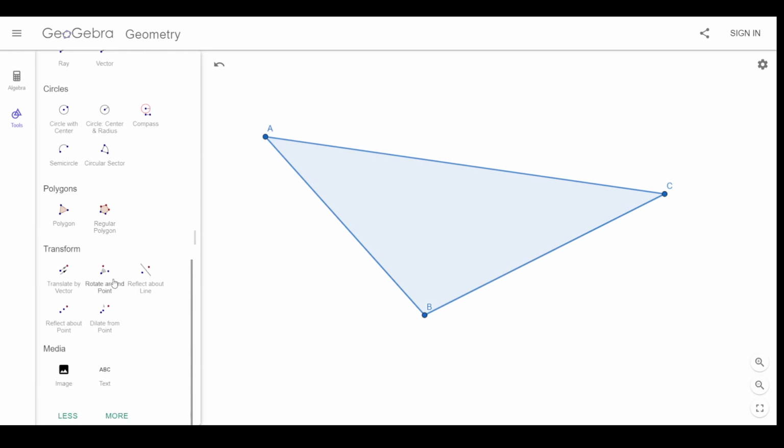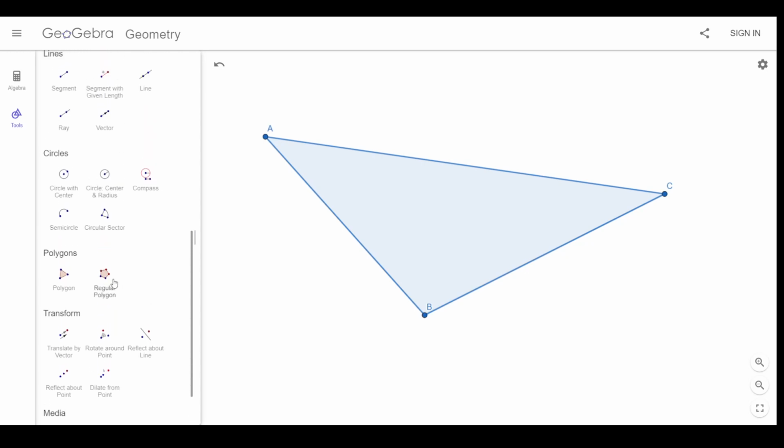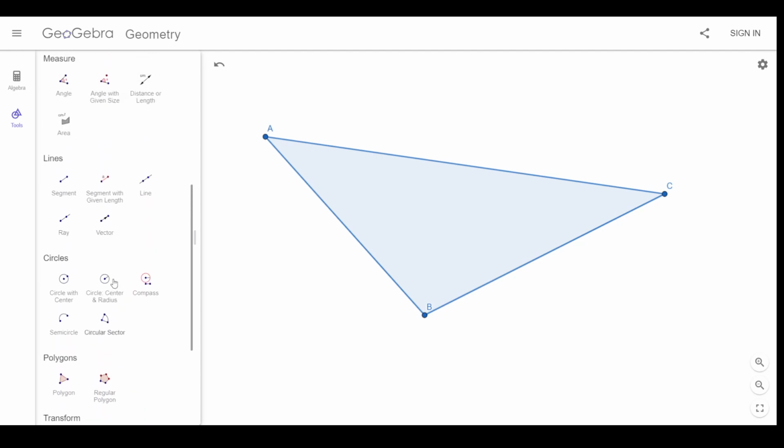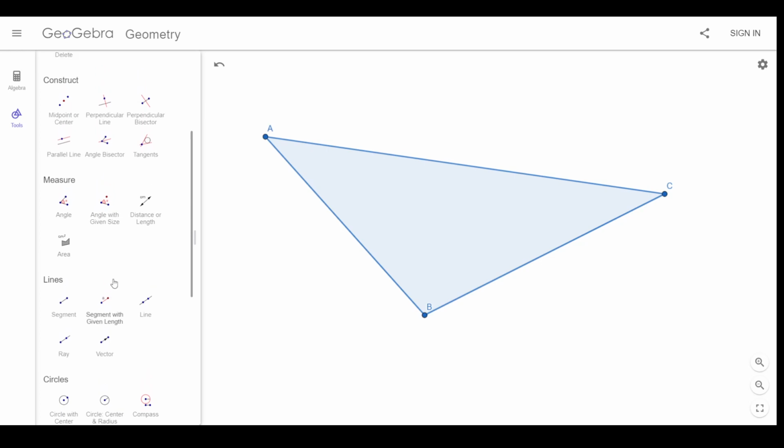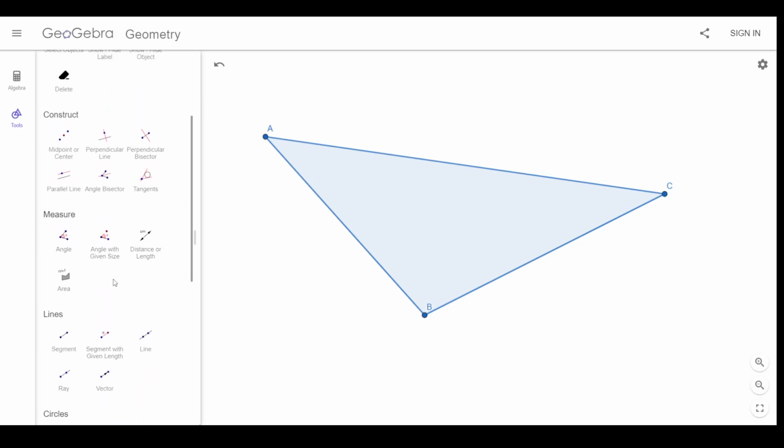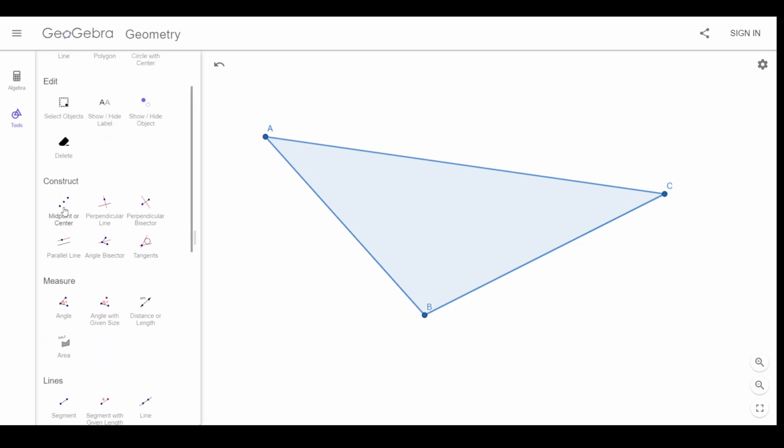That's distance to a point. I thought for sure this had a thing that said midpoint. Do you see it on here? Distance or length. Angle, bisector, tangent, parallel line. Oh, my goodness, it's one of the first ones. It's right here. It's midpoint.